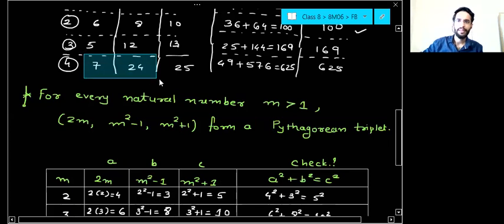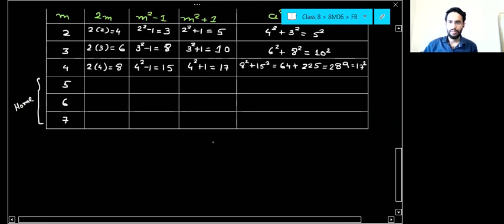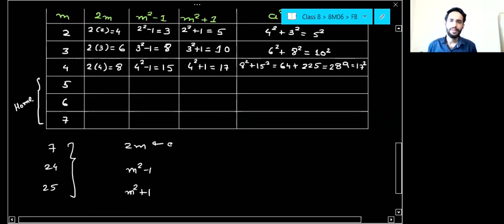Here we have seen one example, 7, 24 and 25. Now I need to compare these values with 2m, m square minus 1 and m square plus 1. Now tell me, students, 2m is always an even number or not?